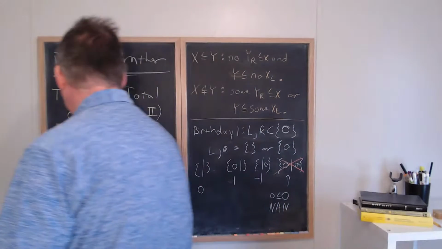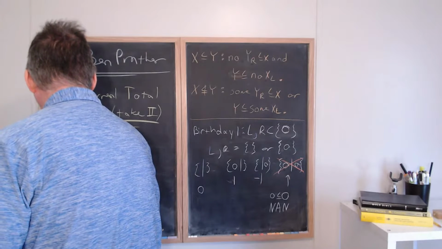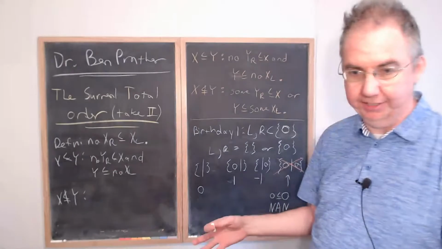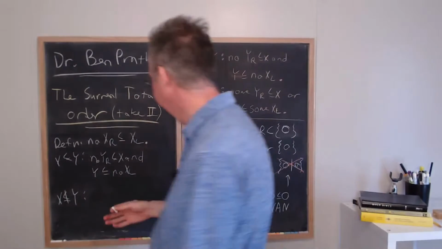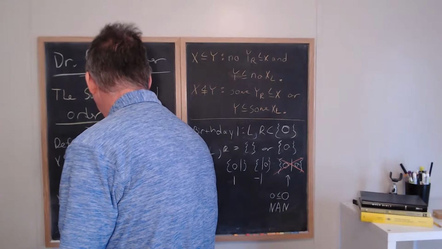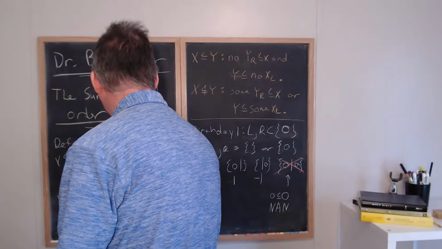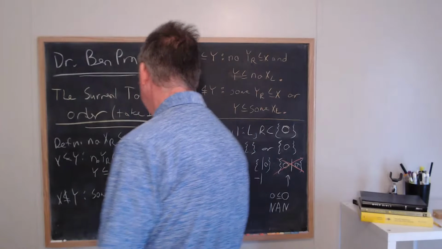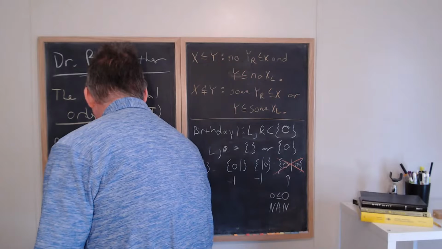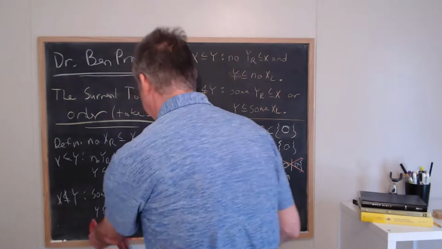And conversely, X is not less than or equal to Y. It's just the logical negation of that. And the logical negation of this statement is some Y sub R is less than or equal to X, or Y is less than or equal to some X of L.